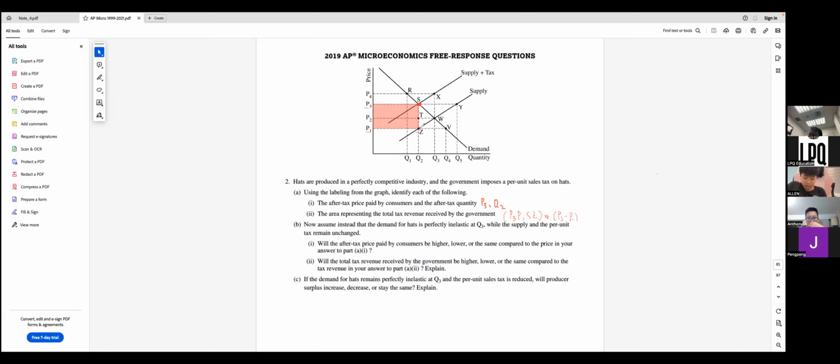So what is the base? The base is Q number 2. So times Q number 2. Yeah, either one is okay. So this is A number 2.